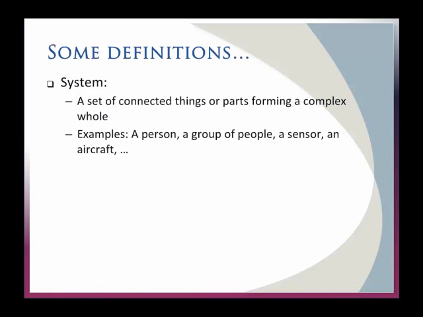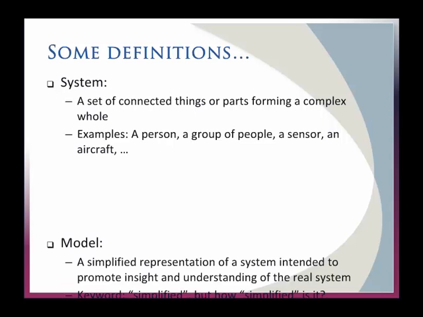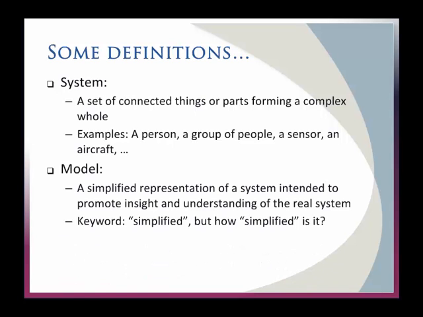First of all, a system. A system is a set of connected things or parts forming a complex whole. So some examples of those would be people, groups of people, sensors, aircraft. You can probably already see where I'm going with this because these are exactly the sorts of things that we like to model. So what's a model?